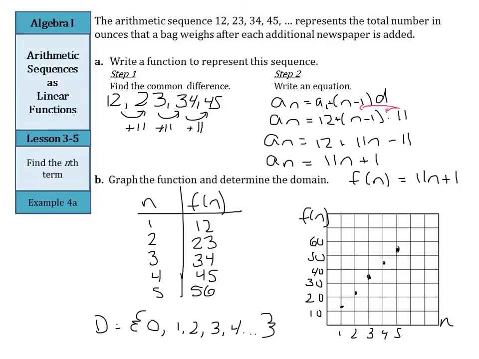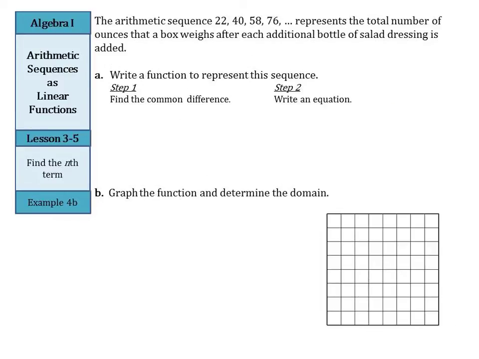One more example. This arithmetic sequence, 22, 40, 58, 76, represents the total number of ounces that a box weighs after each additional bottle of salad dressing is added. So we have 22, 40, 58, and 76. Our common difference here is we're adding 18.